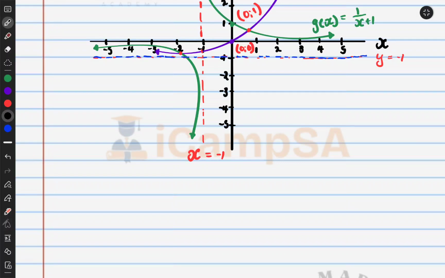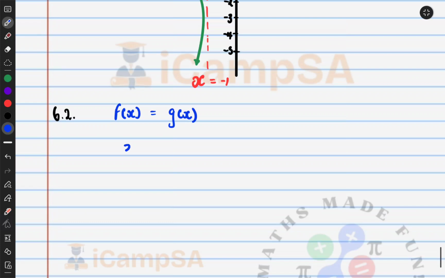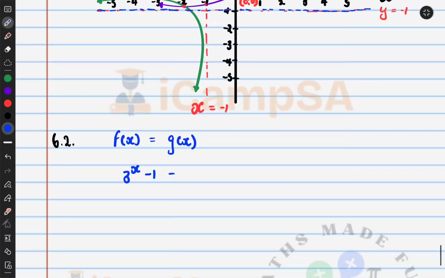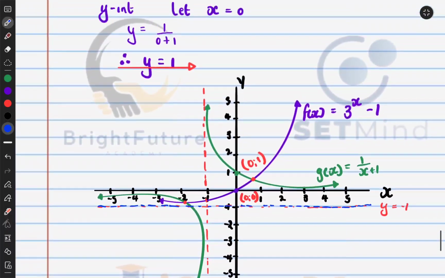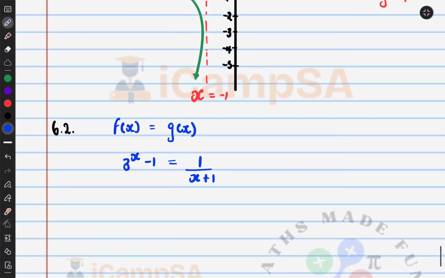Since our graph is not drawn to scale, we just use the other method where we say f at x is equal to g at x at the point of intersection. What is f at x? f at x is 3 to the power of x minus 1 is equal to, what is g at x? It is 1 over x plus 1. Then next, what do we do here? We solve for x.